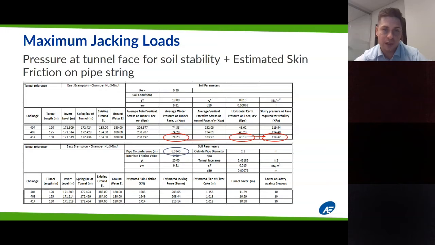And then you look at your pipe circumference. You want to look at your skin friction and determine what type of skin friction forces you need to overcome to keep this string moving. So you look at your pipe circumference, you multiply that by obviously your interface friction value, which is given to you by your geotechnical consultant, and the length of the tunnel, and you can determine your estimated skin friction values you have to overcome to keep this string moving forward. So combine that with the pressures and the forces that are needed to maintain soil stability at the face, and you can get your estimated jacking force. And for this example, it's about 215 tons.